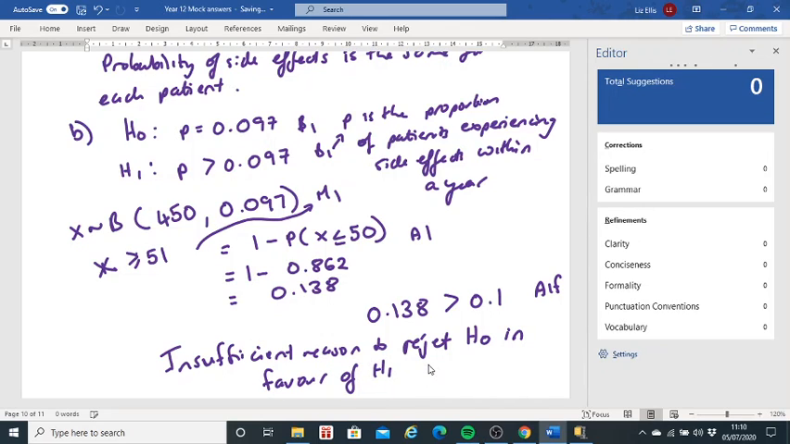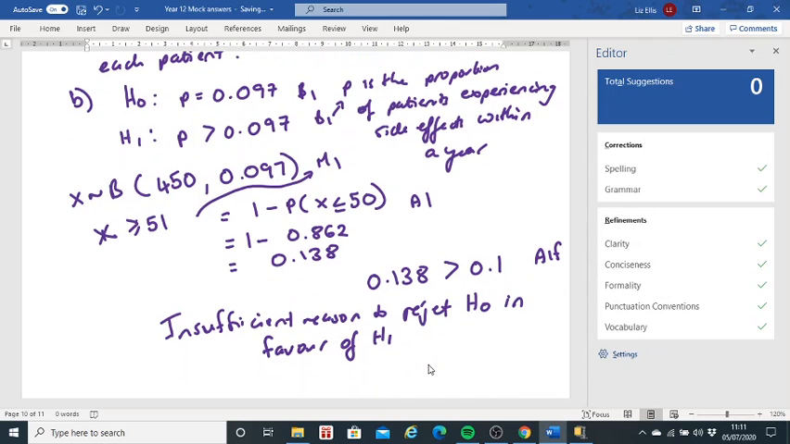So it's all about, if it came up that it was highly unlikely to get 51 people, then we would know there'd be something wrong. But it wasn't. It was actually a fairly decent thing. It was bigger than our 10%. So we got insufficient reason. No, we're not done yet.